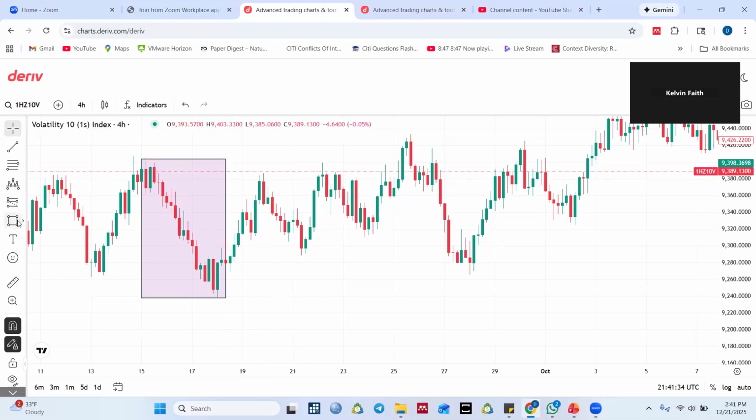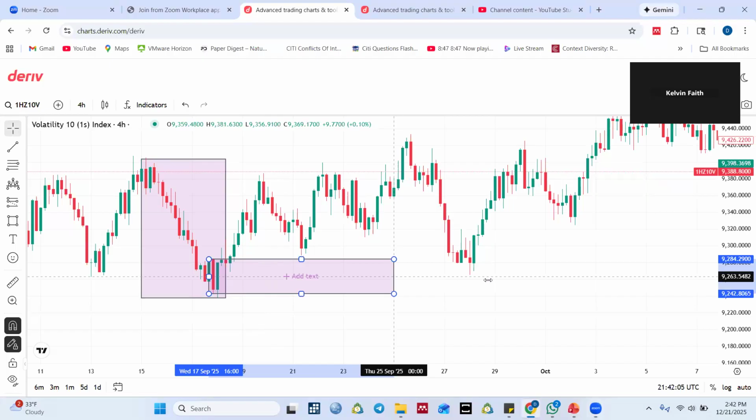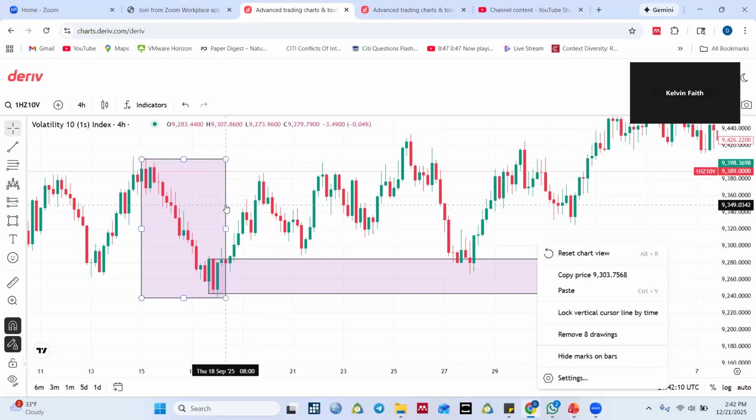So in this case, the order block is here. So you see where the bearish candle, you measure from the whole of that bearish candle. So this is a 4-hour order block. You measure and then pull it to this side. Are you with me? Can you see?